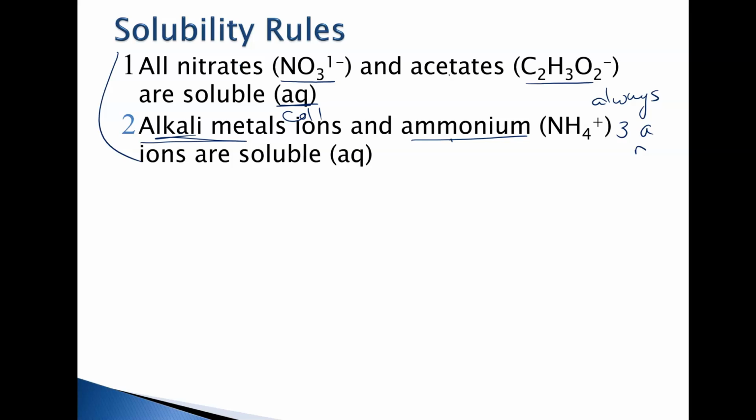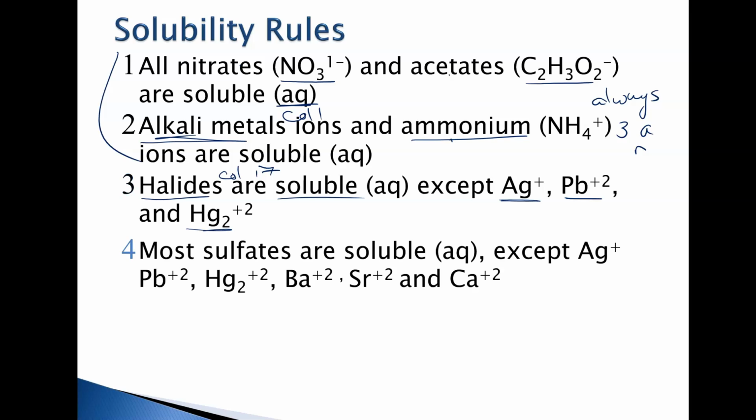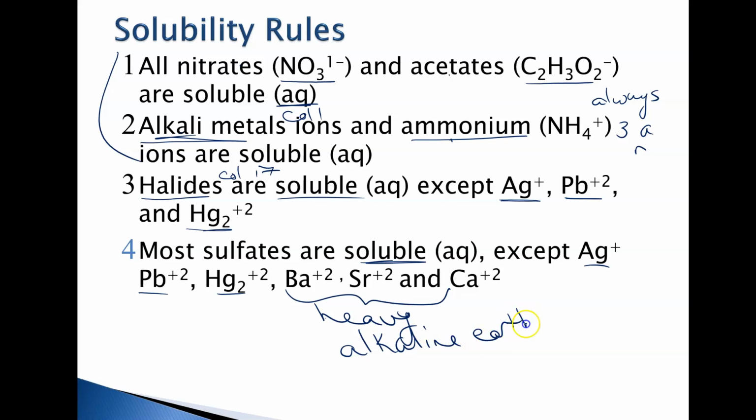Now after that, they're not always aqueous, but they're usually aqueous. So these are the usually rules. Halides are column 17, and they are usually aqueous unless they're mixed with silver, lead, or mercury. And you're not going to see mercury very often. Sulfates are usually aqueous, except for silver, lead, and mercury again. And then these guys are the heavy alkaline earth metals, the ones towards the bottom. So these are my usually rules.